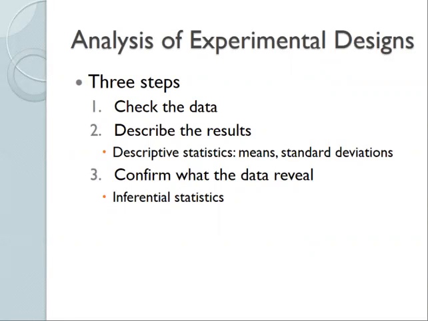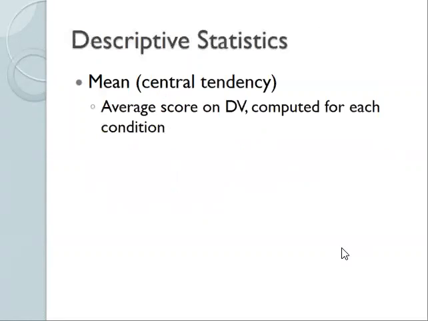When we analyze experimental designs, and I'll focus mostly on the analysis in this lecture, but of course the rest of the content is in your book. There are three general steps to analyzing experimental designs. First, you check the data. You're looking for errors or outliers, things like that. Then you describe the results and summarize the data. So this includes means, standard deviations, graphing to get a sense of generally what the data looks like. And then finally, you do what's called inferential statistics to confirm what the data reveal.